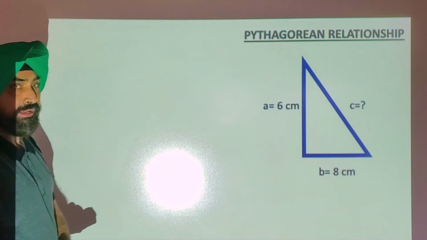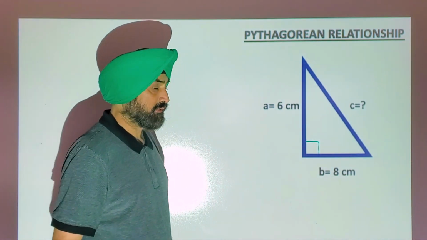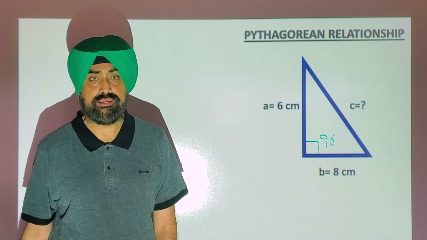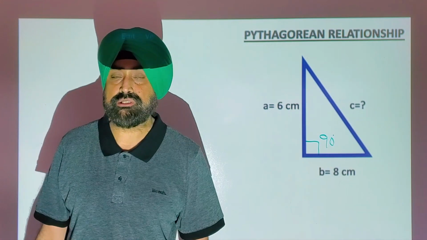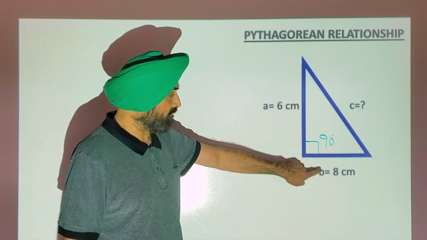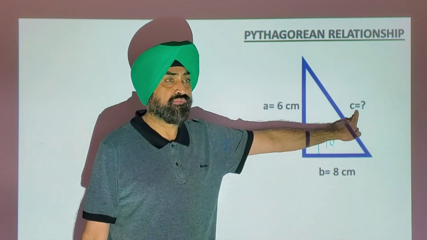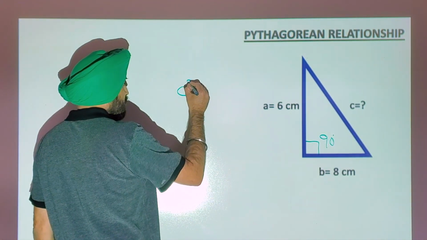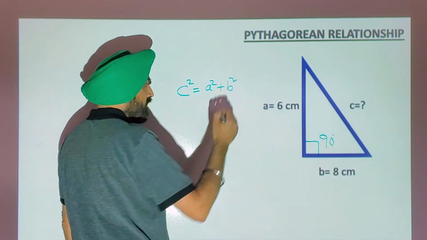So let's see this triangle. This triangle is a right angle triangle. This square shows that this is a 90-degree angle. Because this is a right angle triangle, the Pythagorean theorem or Pythagorean relationship is applicable here. Here two smaller sides are given, A and B. A is 6 centimeters, B is 8 centimeters. We have to find the longest side. So write the relationship C square equals A square plus B square.